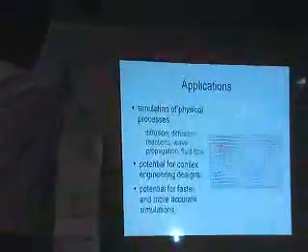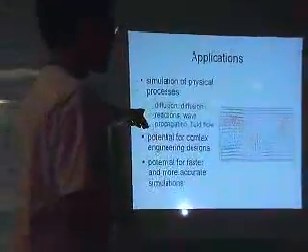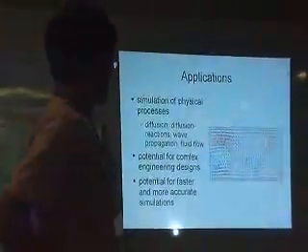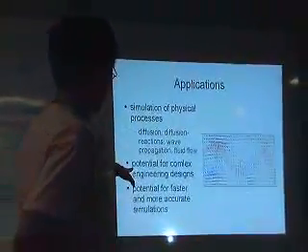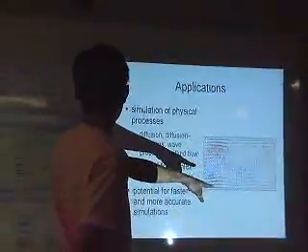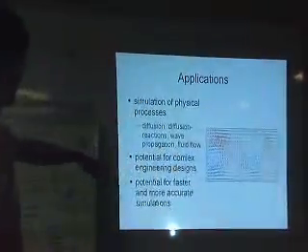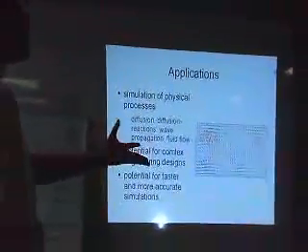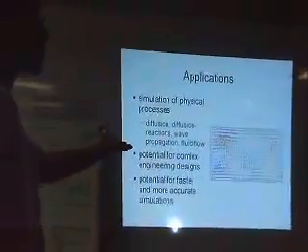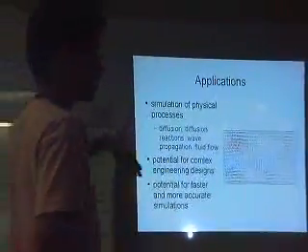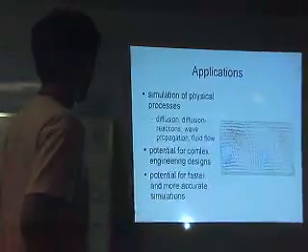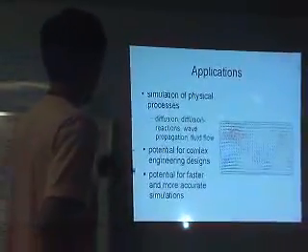Then a few applications. So CA has been used to simulate physical processes like diffusion, wave propagation, and fluid flow, like this diagram. So it has potential for complex engineering designs, but compared to traditional design like control systems, CA is not yet mature, because the physical basis is just an artificial set of rules.